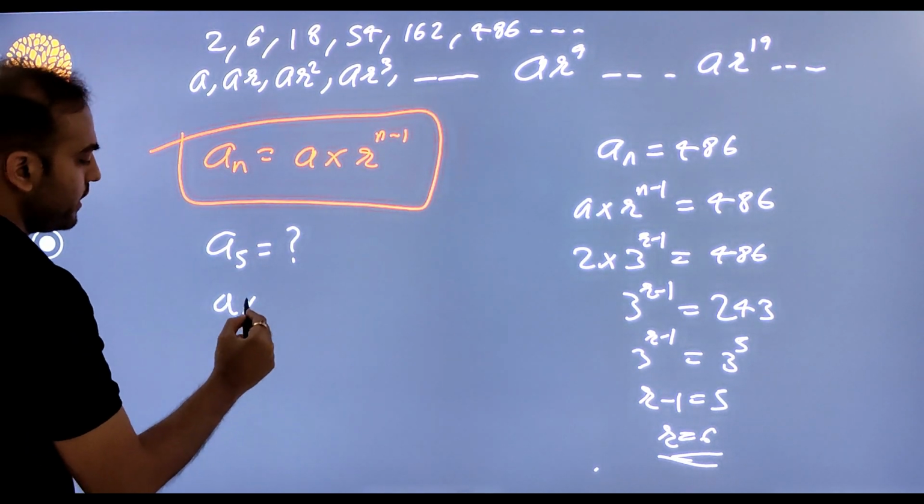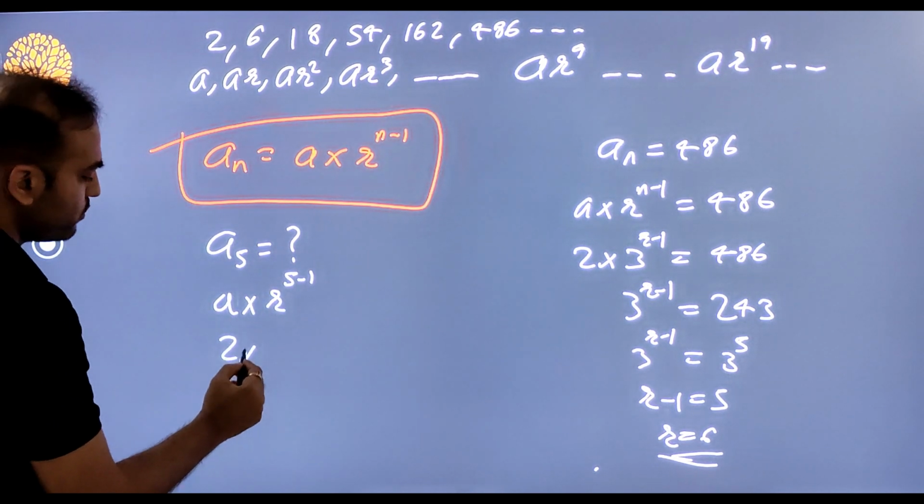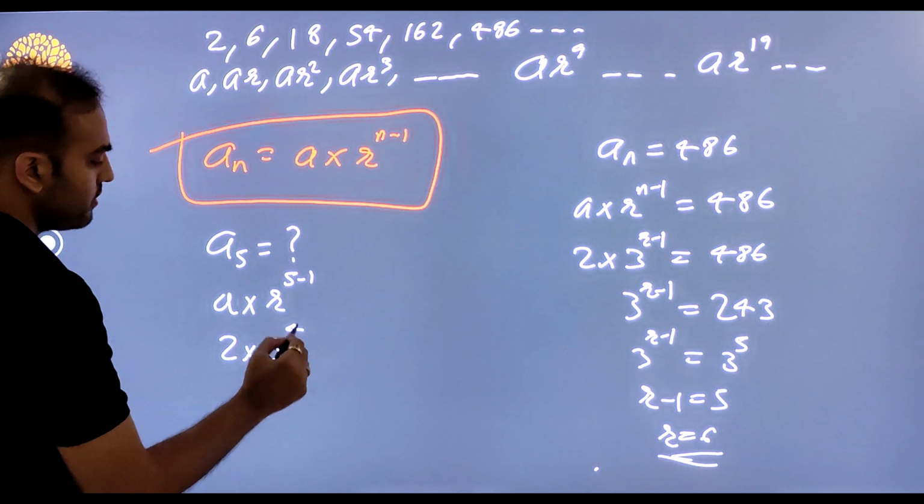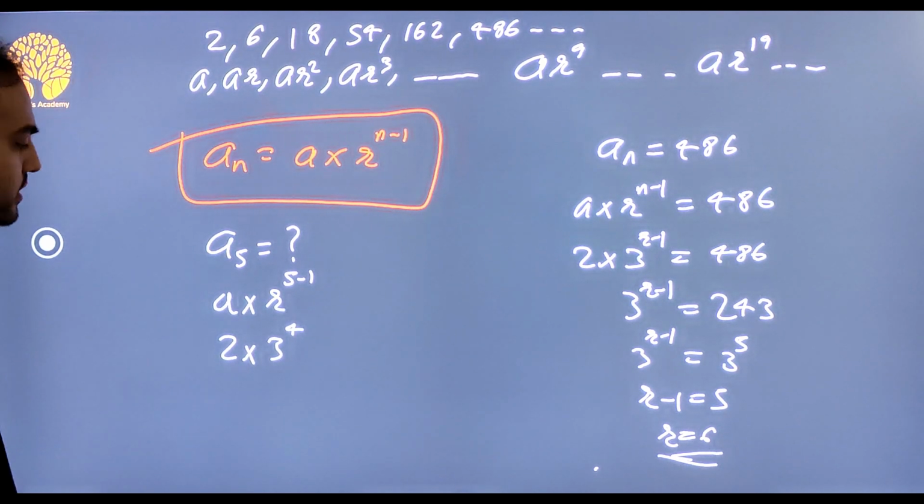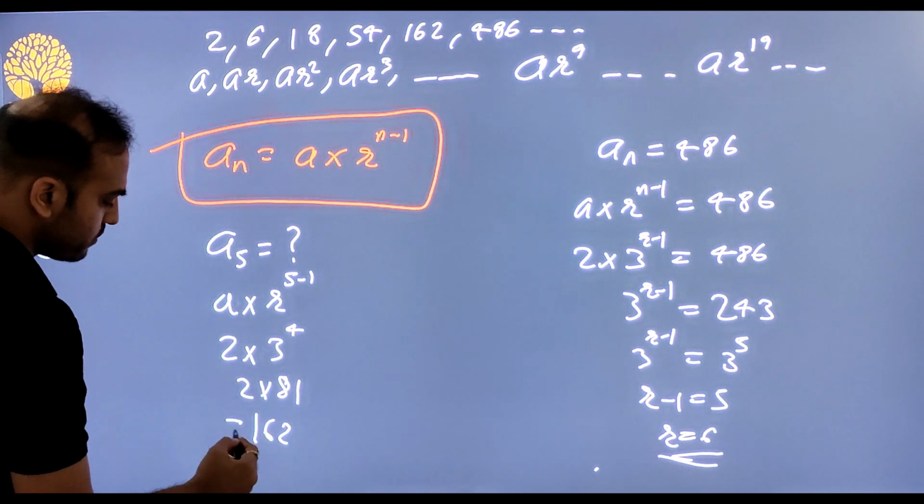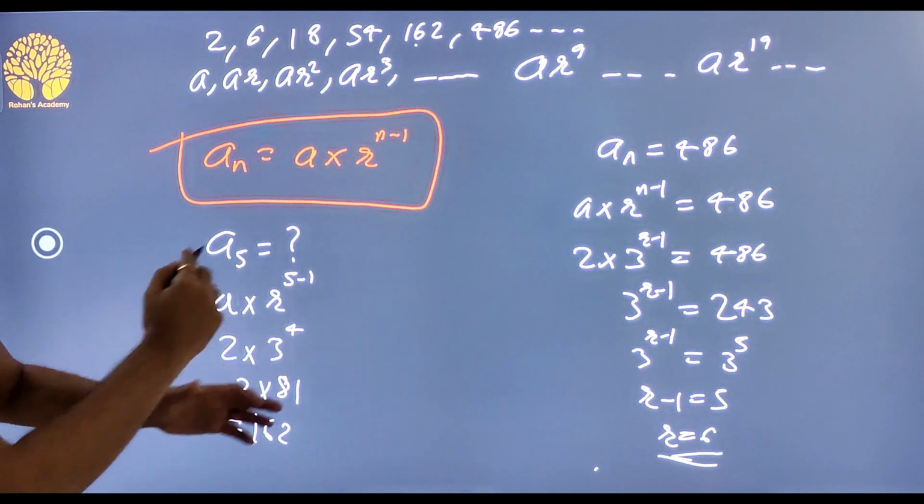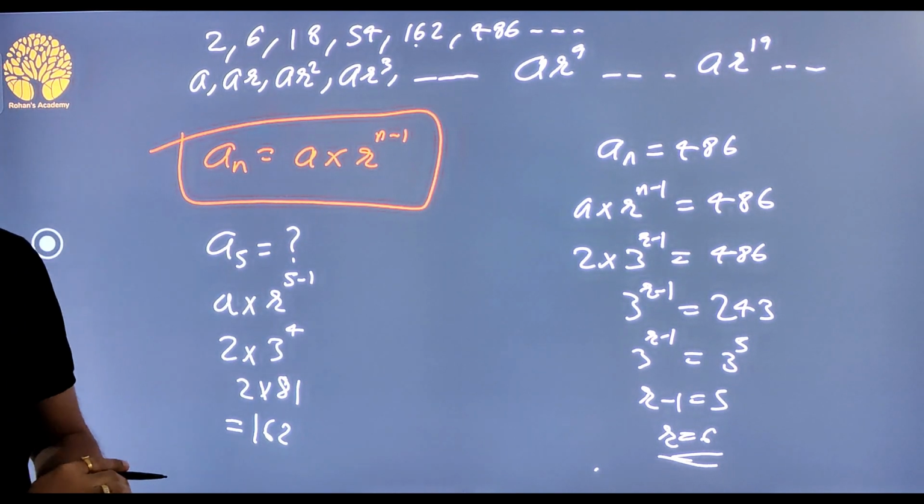If you do the corollary of this, if they ask what is the fifth term, the fifth term will be a into r power 5 minus 1. a is 2, r is 3, 5 minus 1 is 4. 3 power 4 is 81, times 2 is 162. So the fifth term is 162. This is how you apply the formula.